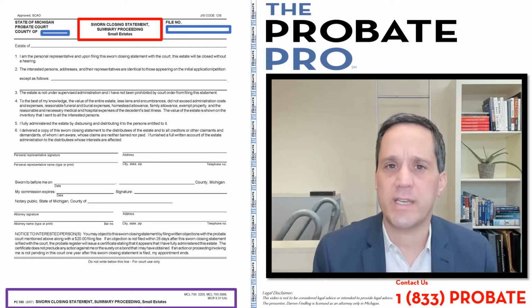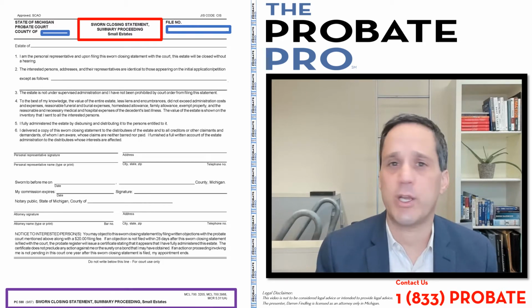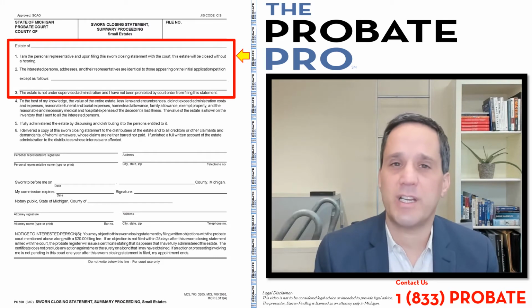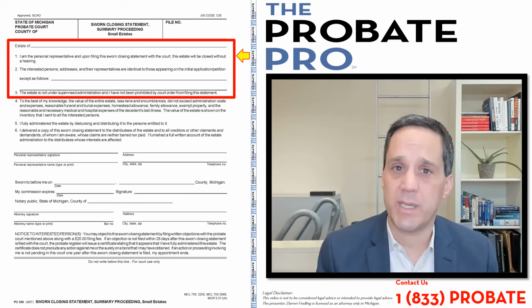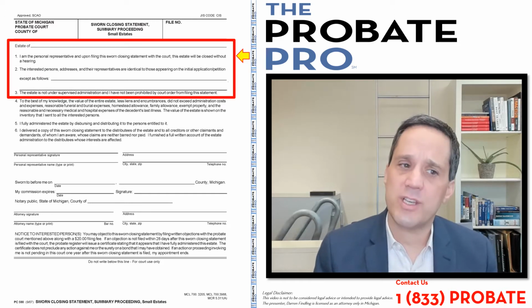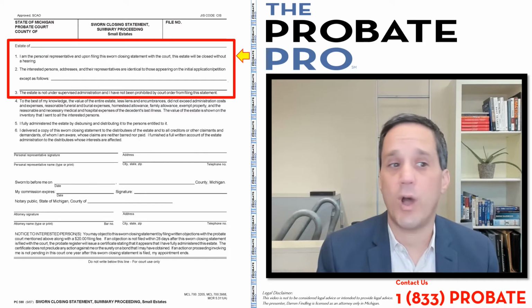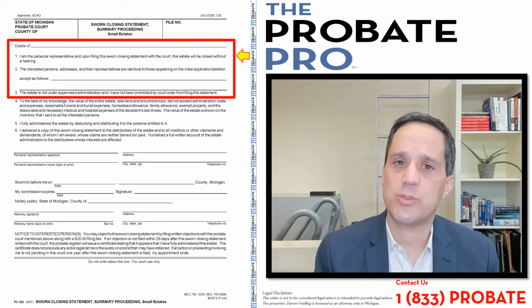Let's work our way through the document. In the top left corner is the county in which the probate is situated. In the top right corner is the case or file number. At the top, pretty simple here, the estate of, the name of the estate upon which the probate is being administered. And then there are these assertions within the beginning paragraphs. Number one says that you're the personal representative. And when filing this sworn statement with the court, you're asking the court to close the estate without a hearing.